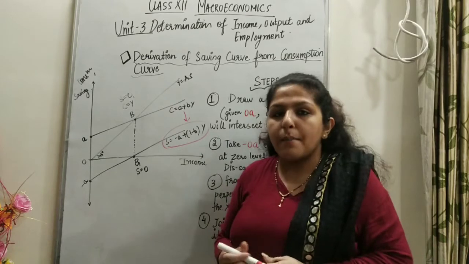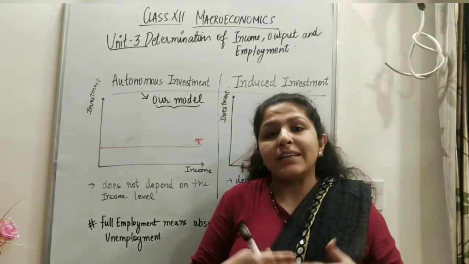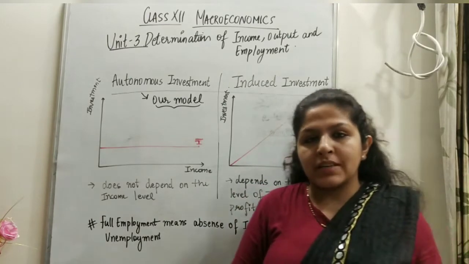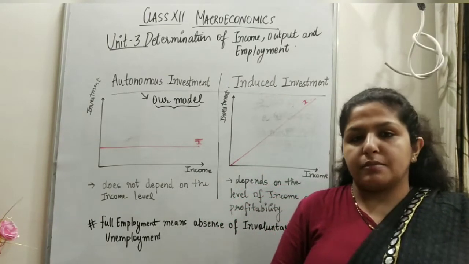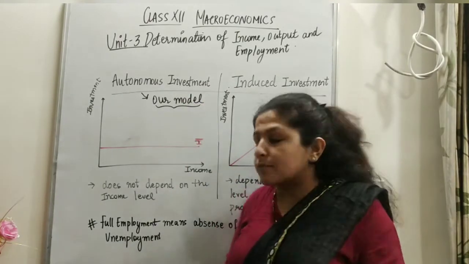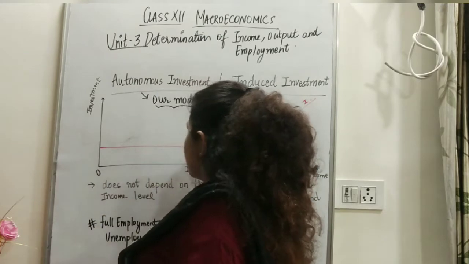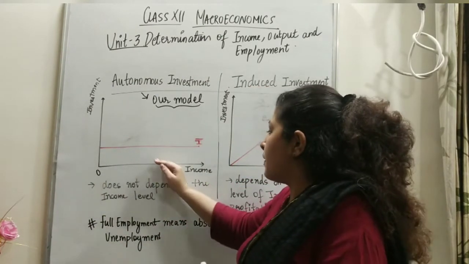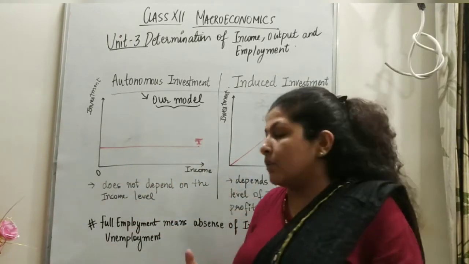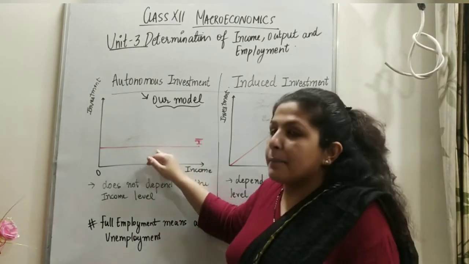So now let's know about the investment which we are taking in this model. Understand how many types of investment we have in the economy. There are two types of investment: autonomous investment and induced investment. Autonomous investment is investment that does not depend on the income level. That means if the income level is 0, the investment is still constant. If the income level is 100, 200, 1000, lakhs, the investment will be the same amount. This kind of investment is mainly done by the government, so it does not depend on the income level. It is autonomous, a horizontal line, parallel to the x-axis.